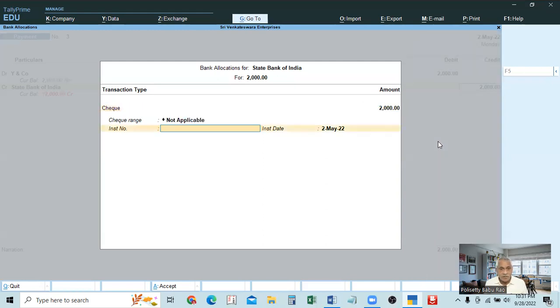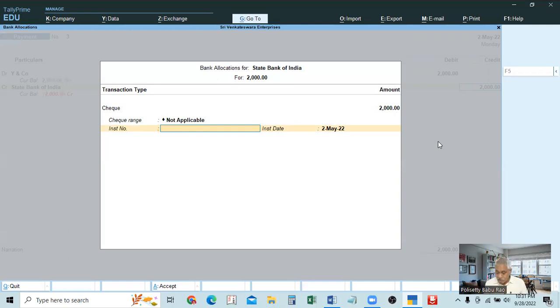So the amount will be shown, and check range means for a particular type of check, they can be issued up to a certain limit, up to 1 lakh. So the range is 1 lakh; we can issue up to 1 lakh only. Above 1 lakh, we should not use it. There will be some other checks, and those you have to issue. That is called check range. That is not required for us.